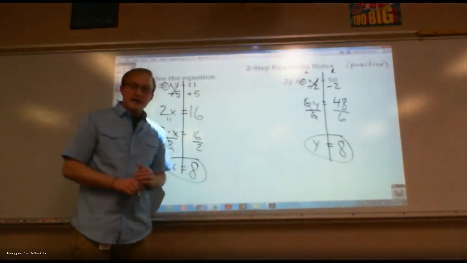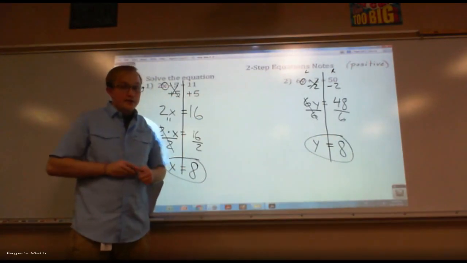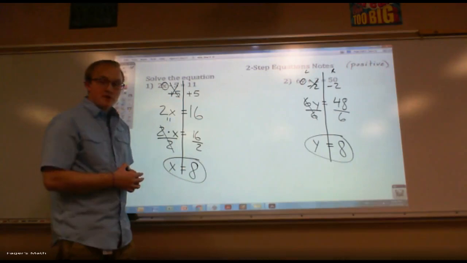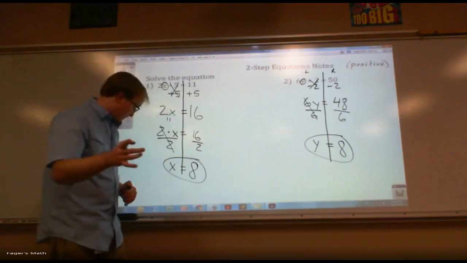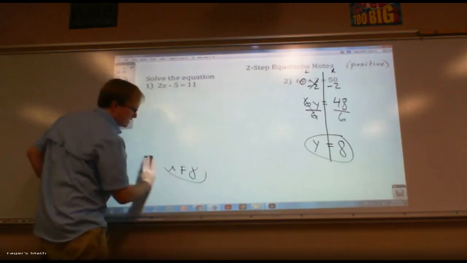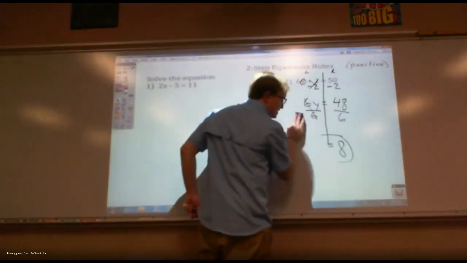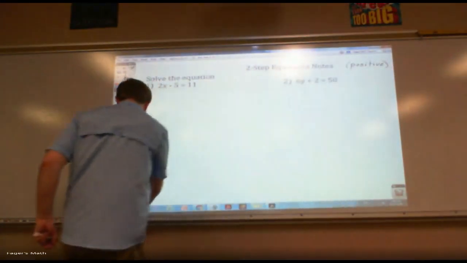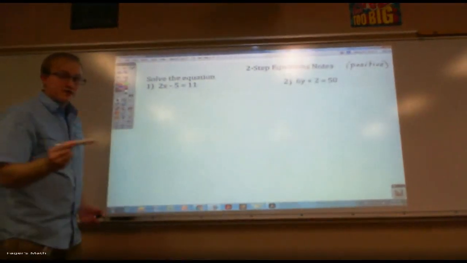Both of these had the same answer. They're totally unrelated, but it was just a coincidence that they had the same answer. Is this starting to ring some bells? Right? Getting the variable by itself using opposite operations or inverse operations. Hopefully so. All right. Let's move on to the next page.